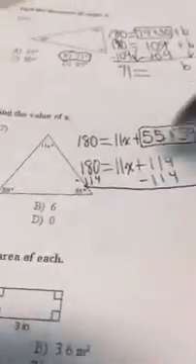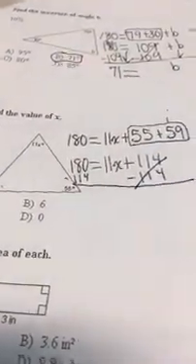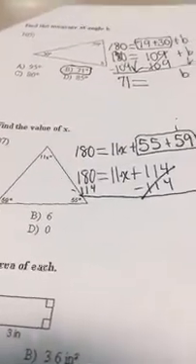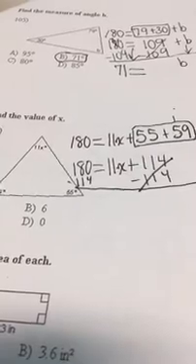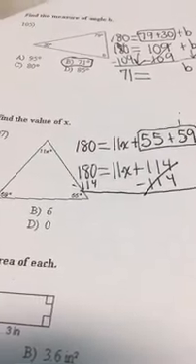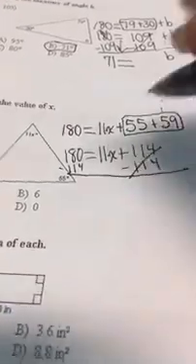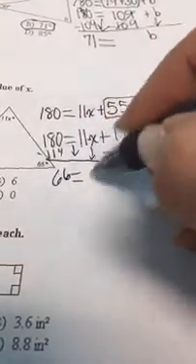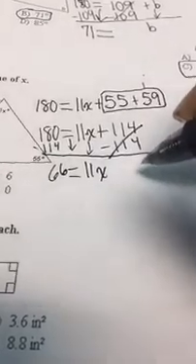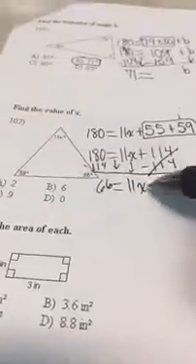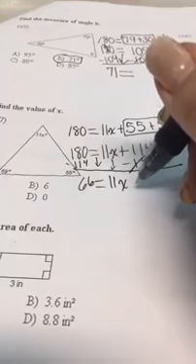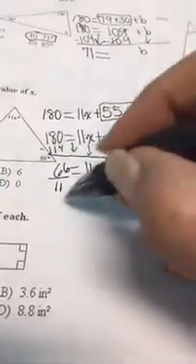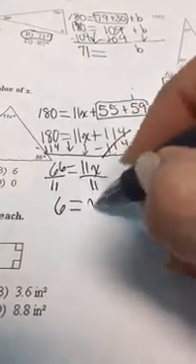Okay, go ahead and type that in your calculator. Okay, you should have gotten 66. Bring down your equals and bring down your 11x. Last step, the 11 is touching the x, which means you're multiplying, so the opposite of multiply is divide. Divide both sides by 11 and you're going to get 6 equals x.